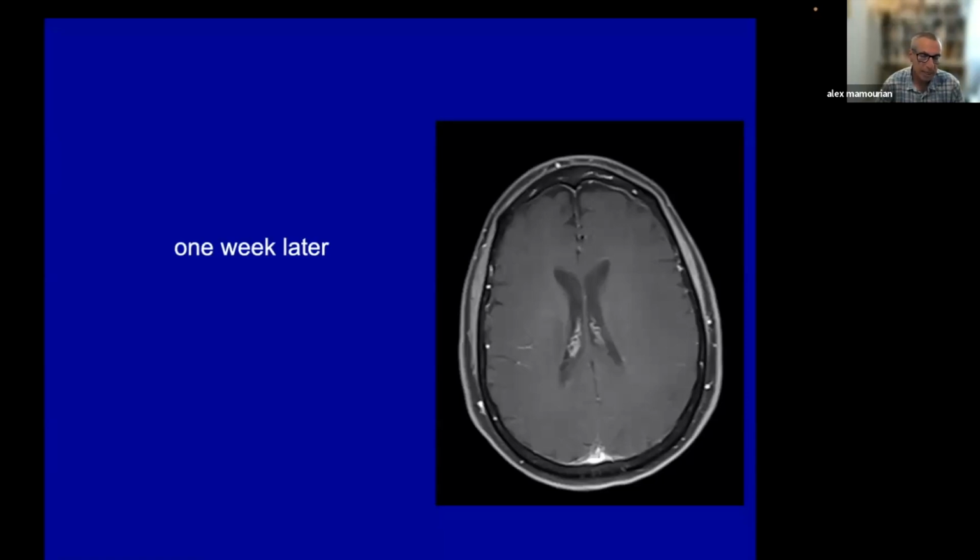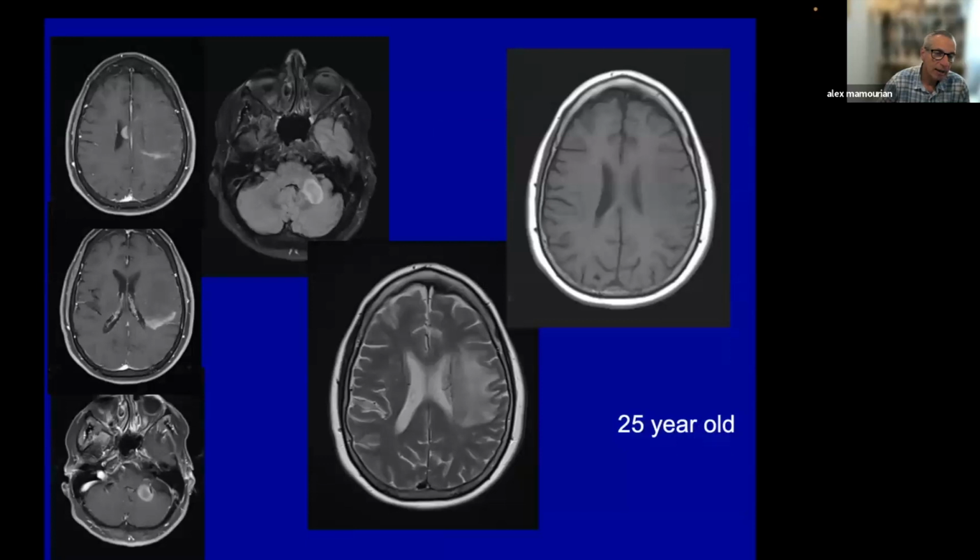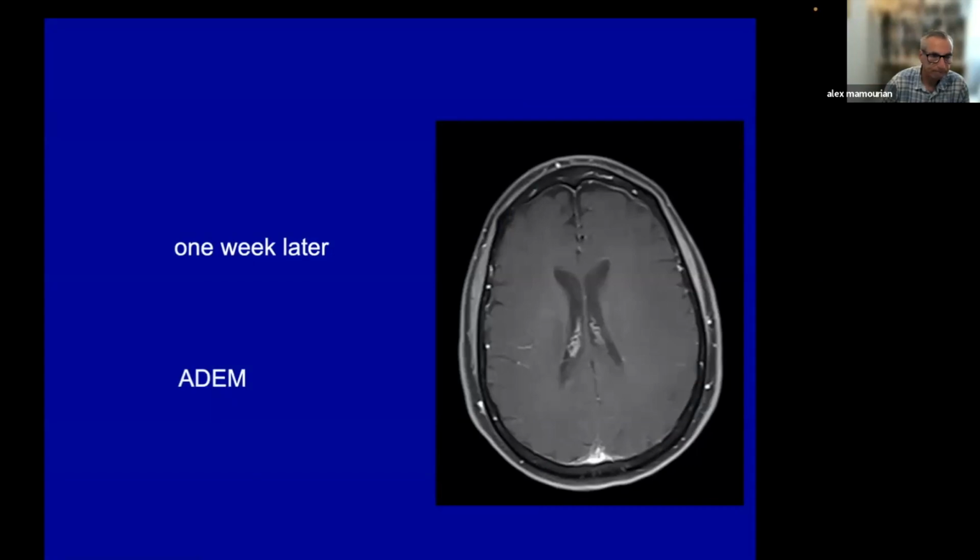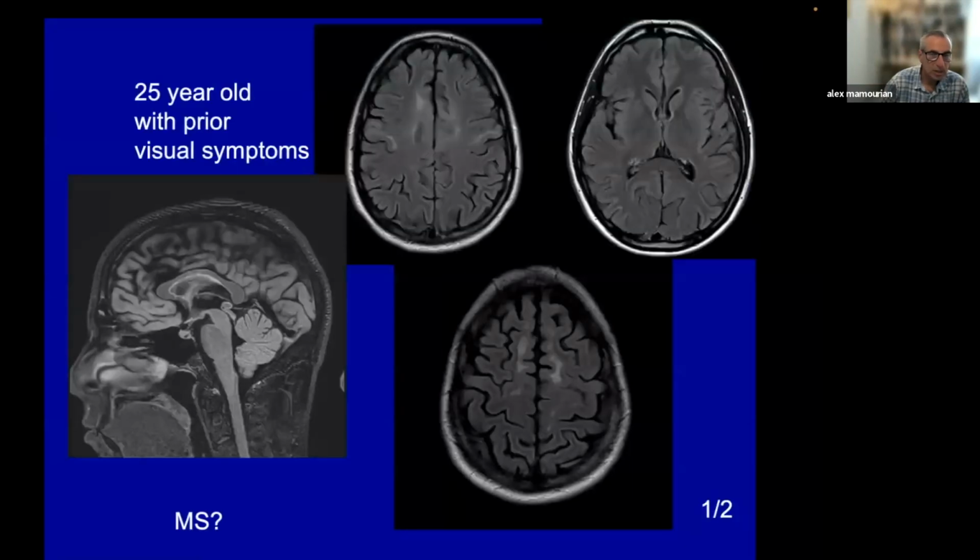So this case, when it came in, was one of these cases that seems puzzling until you put it all together, and then it makes sense as being one of the presentations of demyelinating disease. Here's another patient we saw last year, a 25-year-old with a history of visual symptoms who was carried clinically as an atypical MS case and came in with some new symptoms.